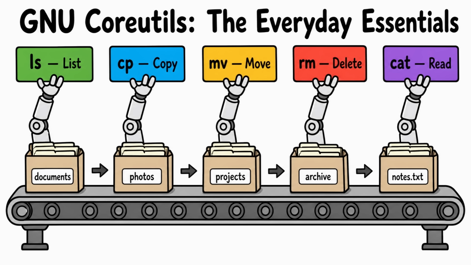Next up, GNU Core Utils. This is a package that bundles together the most fundamental command line tools you'll ever use. Think of it as your everyday toolkit. ls lists files and folders. cp copies them. mv moves or renames them. rm deletes them. cat reads and displays file contents. mkdir creates new directories. chmod changes file permissions. You'll use these commands literally hundreds of times a day when working on Linux. They're simple, reliable, and absolutely essential.